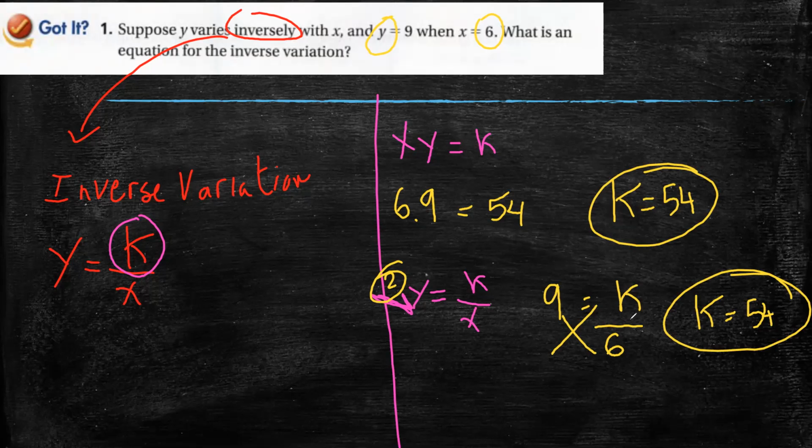You can say that since it is inverse, the product of the two variables will be constant. So x times y will equal k. Then you find k as 54. Then you come back to write the equation. The equation says y equals k over x. Y is 54 over x.